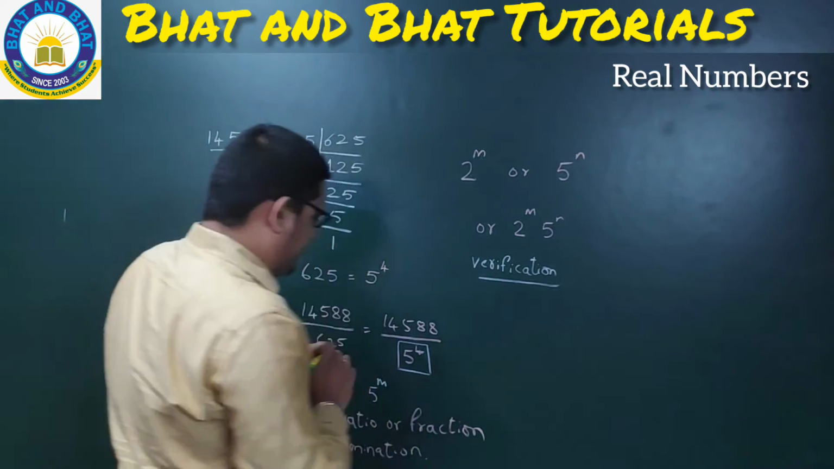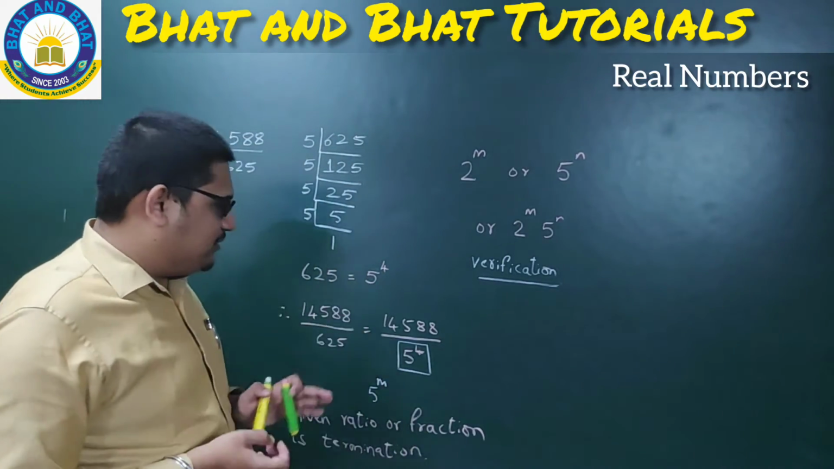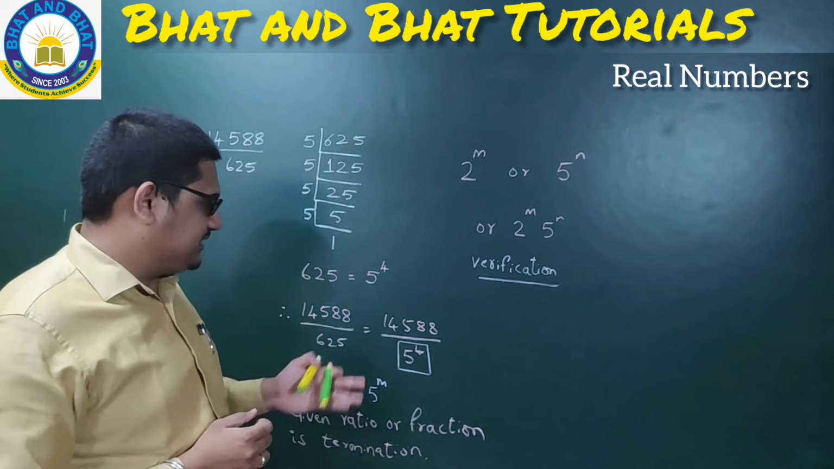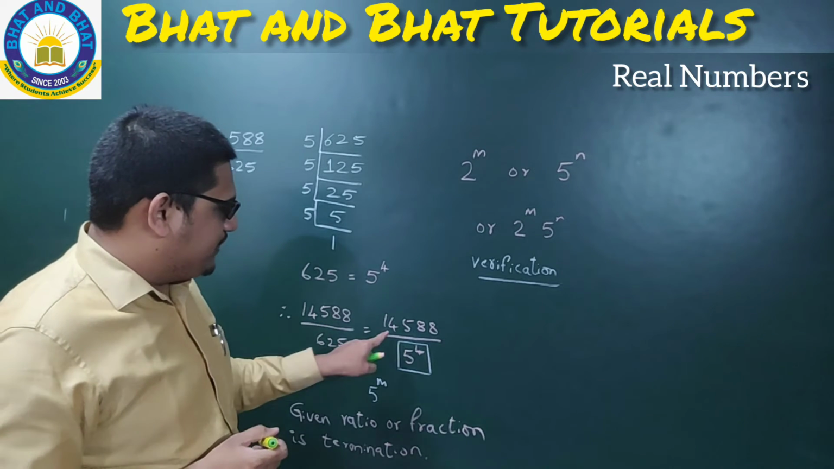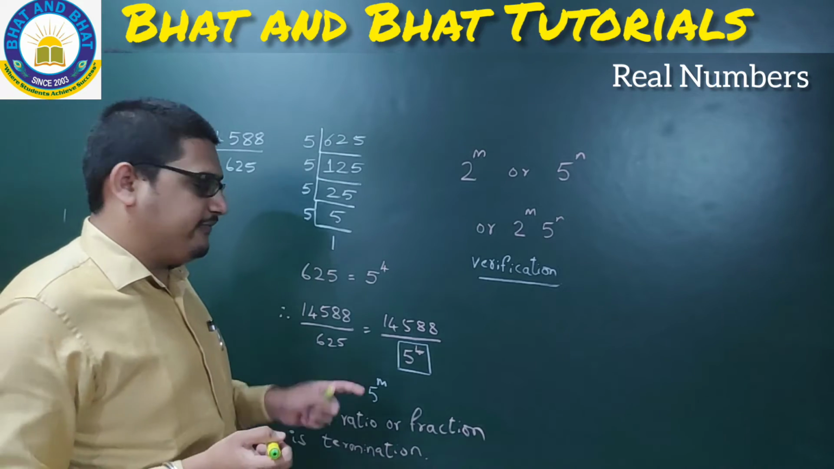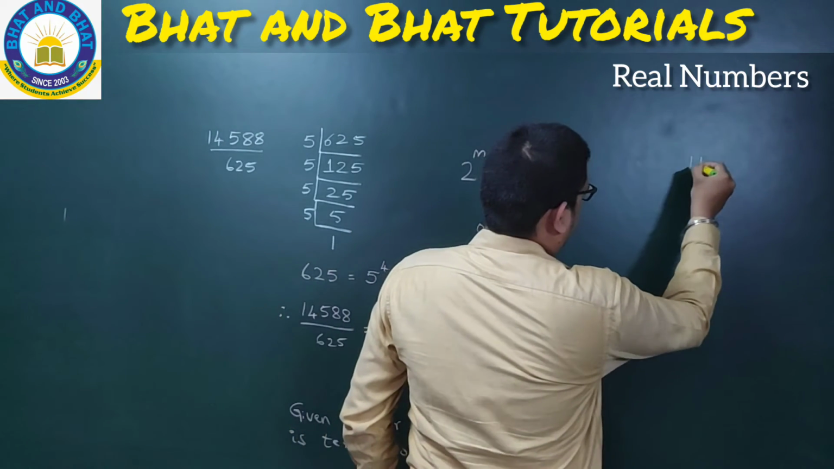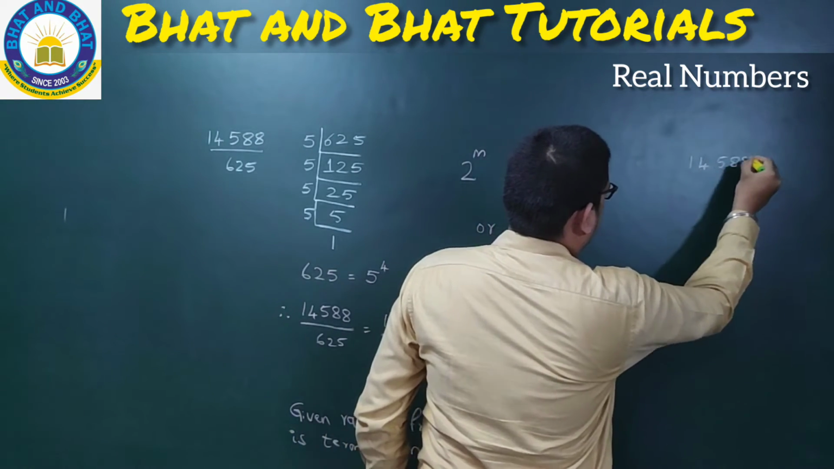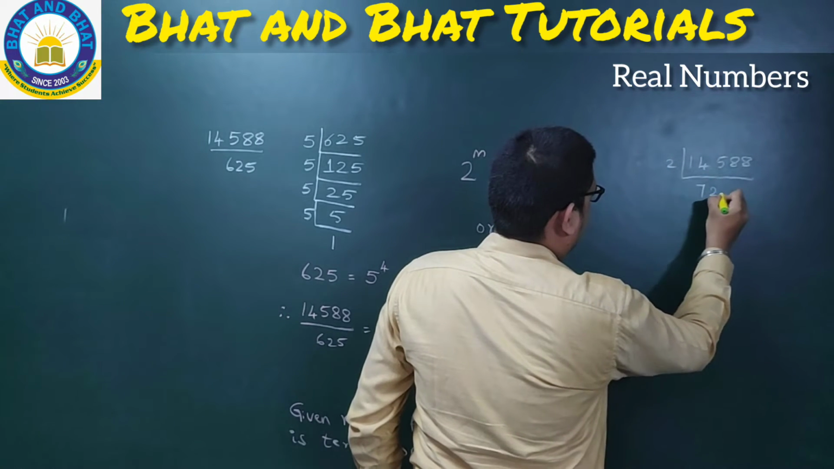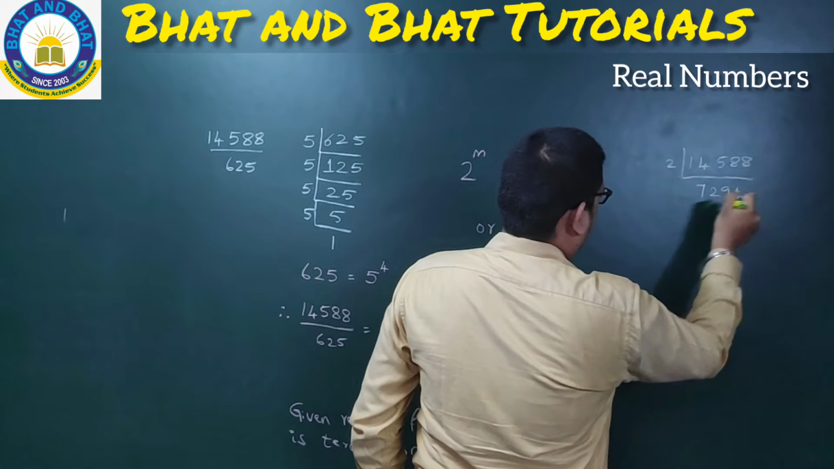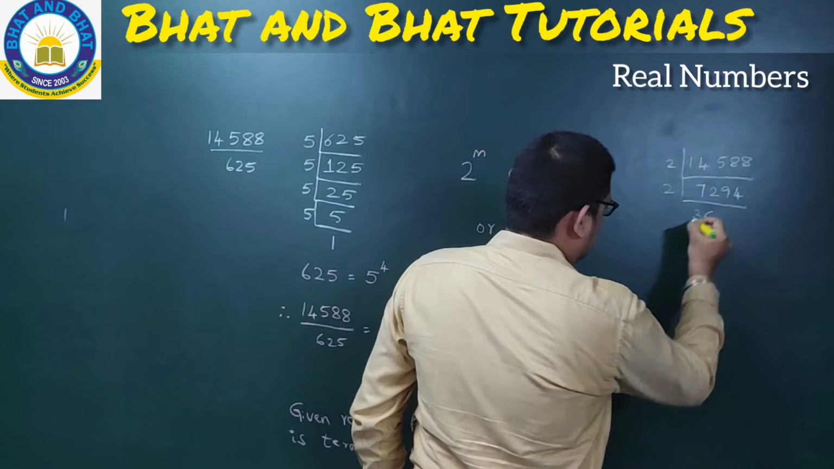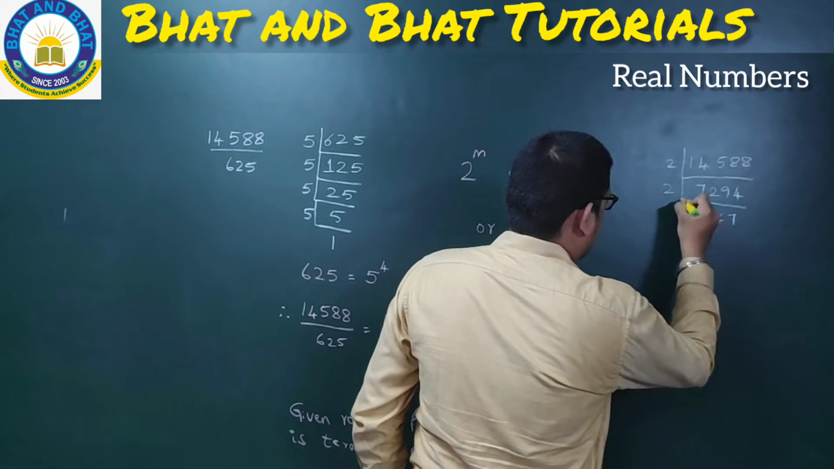Let us verify how the theorem holds good. Before going for long division, let me try any possible cancellations. For that, let me expand 14,588 in terms of prime factors. 14,588 is an even number, so it is divisible by 2. 2 sevens are 14, 2 twos are 4, 2 nines are 18, 2 fours are 8, 2 threes are 6, 2 sixes are 12, 2 fours are 8, 2 sevens are 14.